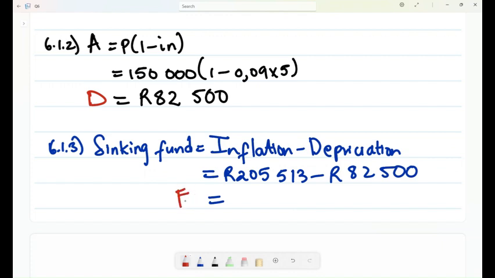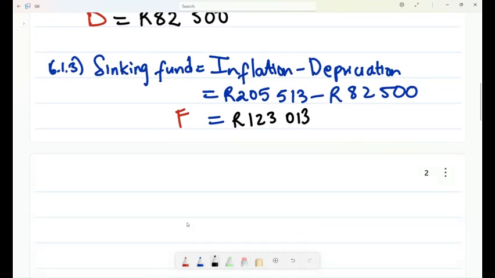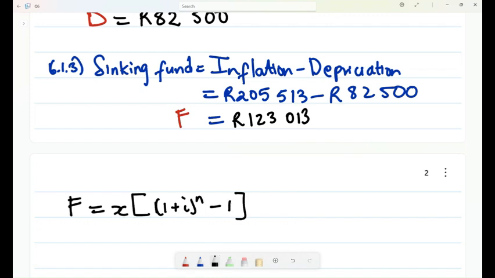Because at the end we want this value, all right? So when I punch my calculator there, I get an amount of 123,013. So it means at the end of 5 years, he should have saved this amount of money. So we're gonna say F is equal to, what is the formula for future value? 1 plus i to the power of n minus 1, all raised to the power of i.